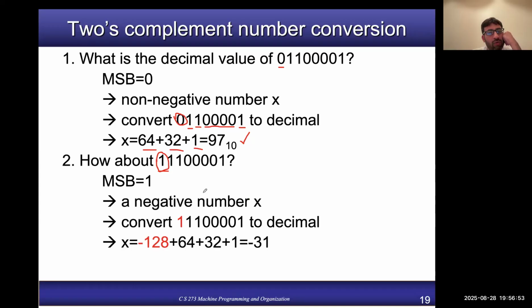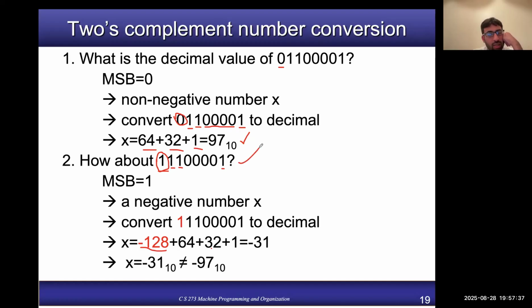To convert this one, we do exactly the same thing. So the first weight is 1. So 1 times 1 is 1. Then the next four bits are 0 in their values. So 1, 2, 4, 8, 16, 32. So 32 times 1. Then the next weight is 64. 64 times 1. And the next weight is 128. But it is not only 128. It is negative 128. Why? Because it is the most significant bit and it has a value of 1. So the weight becomes negative here. So when you add all these numbers together, you will find minus 31. So this is the decimal equivalent of the given binary.